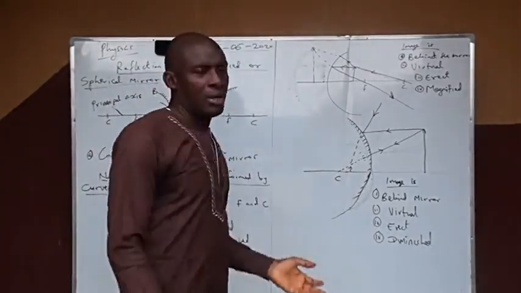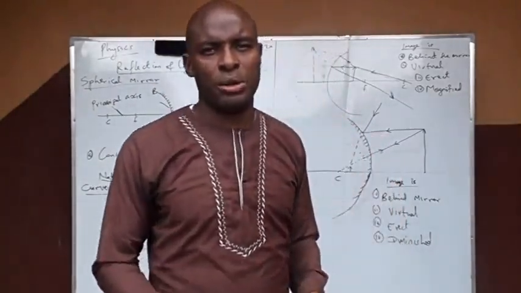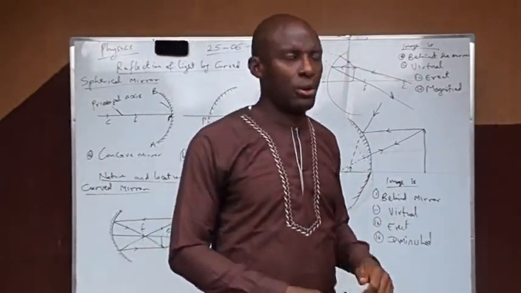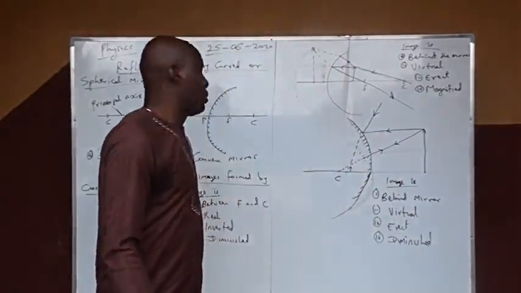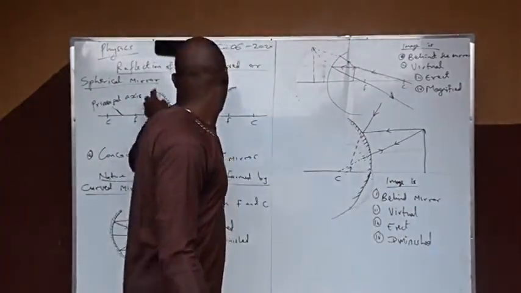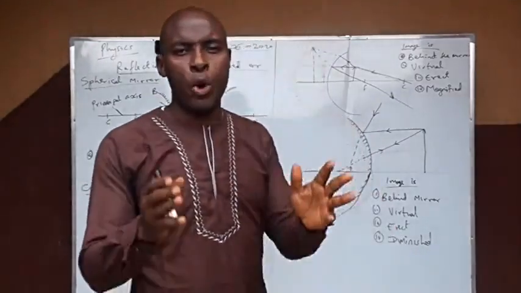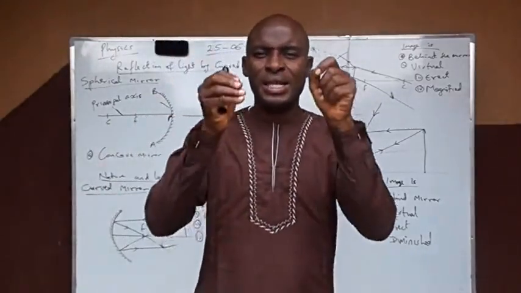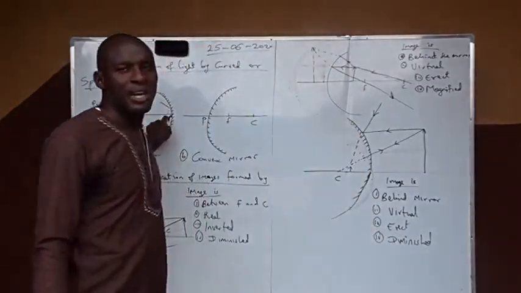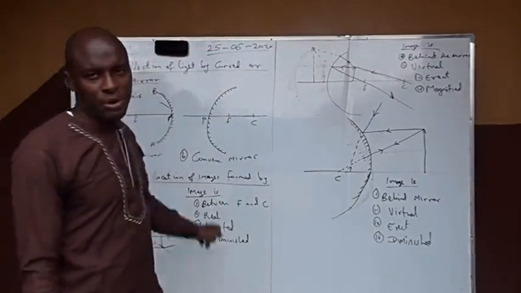This curved mirror has different essential parts. One of them is the aperture. The aperture of the mirror is the width, AB, of this mirror. We also have the pole. The pole is the center of the reflecting surface of the mirror. You can see from this diagram, this is the pole, the center of the reflecting surface of this mirror.